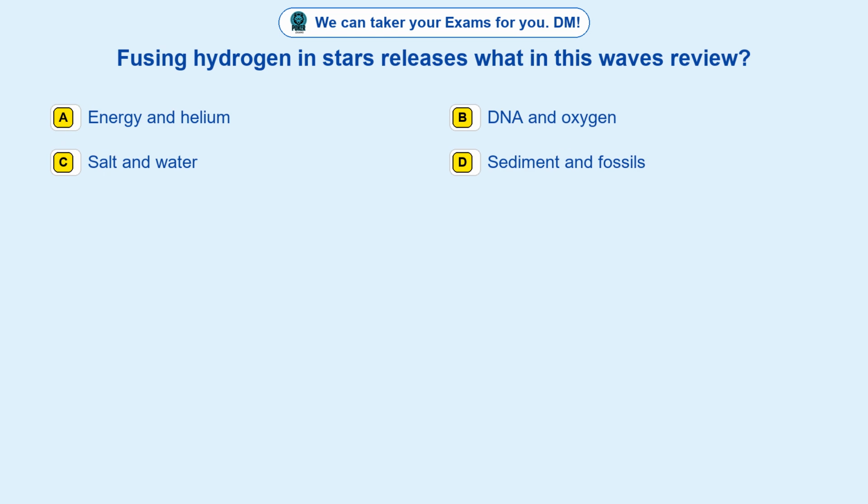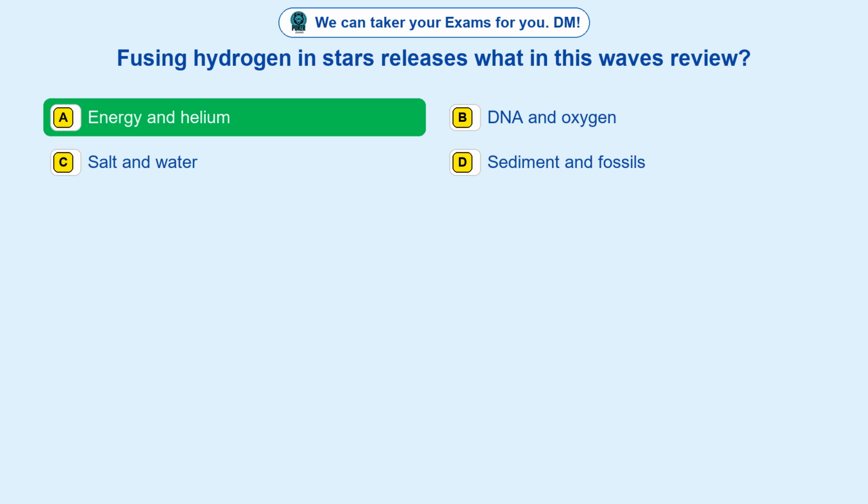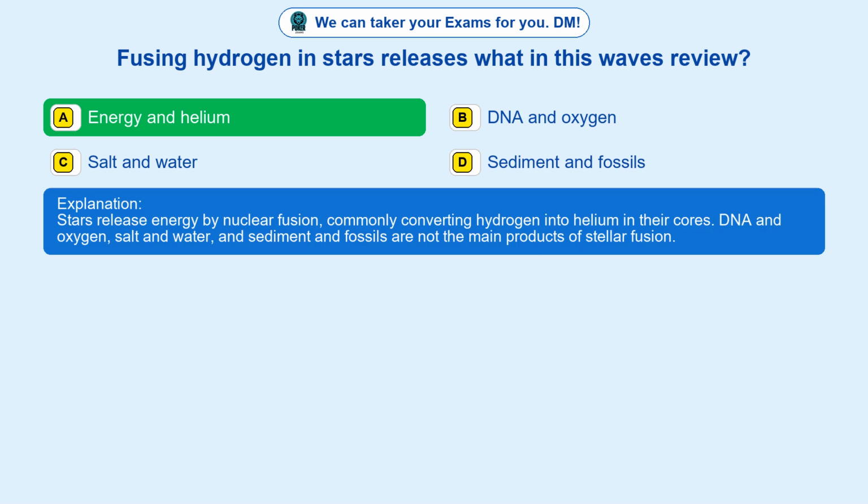Question 93. Fusing hydrogen in stars releases what in this waves review? Option A, energy and helium. Option B, DNA and oxygen. Option C, salt and water. Option D, sediment and fossils. The correct answer is option A. Energy and helium. Stars release energy by nuclear fusion, commonly converting hydrogen into helium in their cores. DNA and oxygen, salt and water, and sediment and fossils are not the main products of stellar fusion.